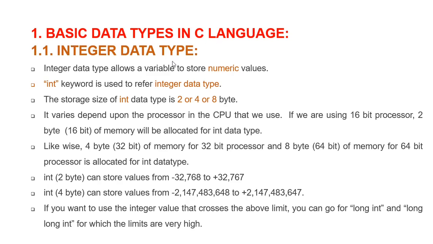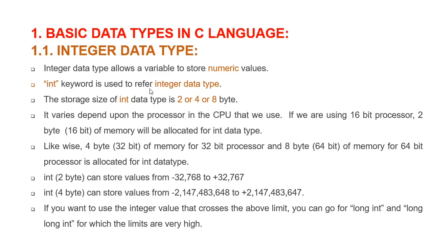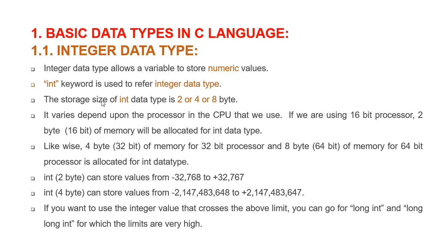Integer data types. So integer is a type that allows a variable to store a numeric value. So integer data types are used for storing number values. They start with the int keyword, which is used to refer to integer data types. The storage size of the integer data type is 2, 4, or 8 bytes. That may vary depending upon the processor in the CPU that we use.